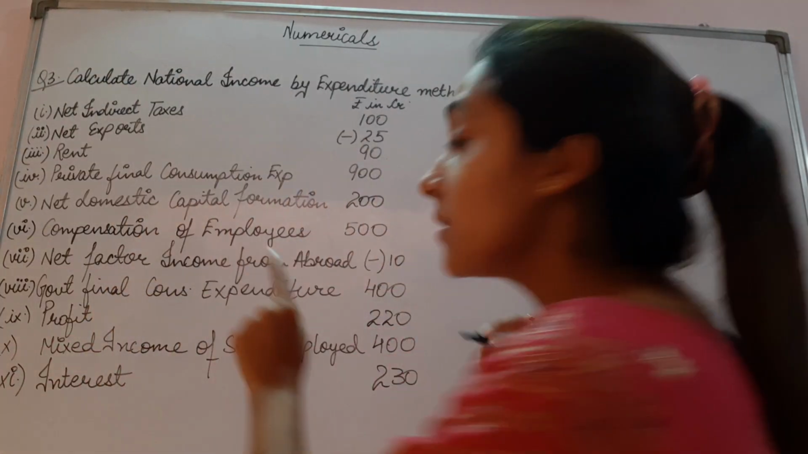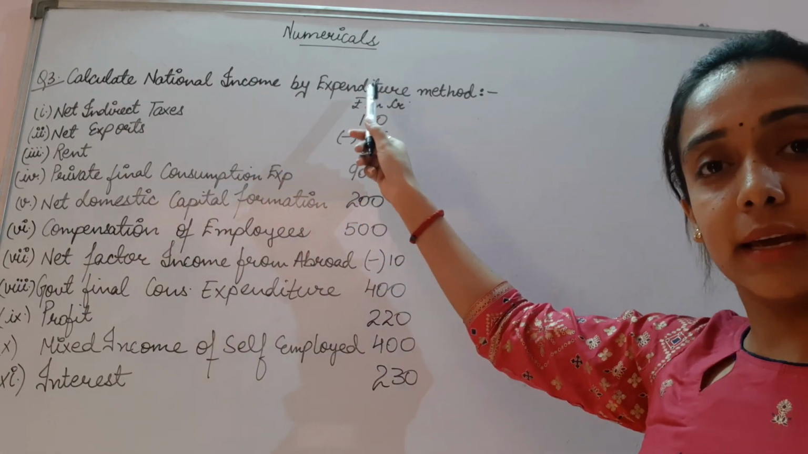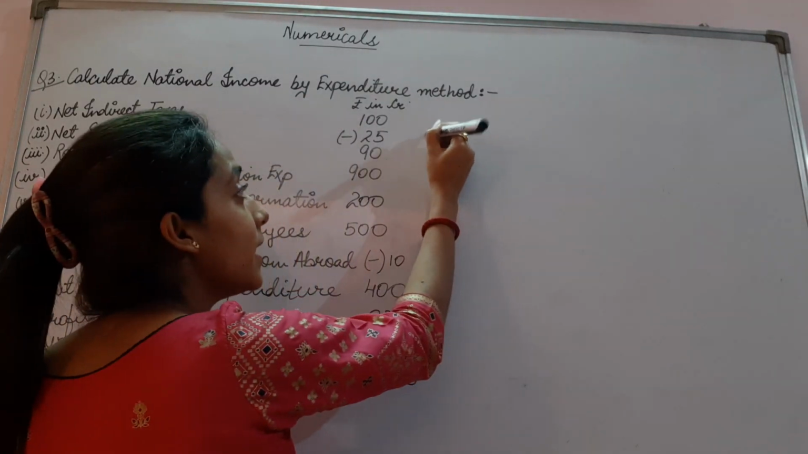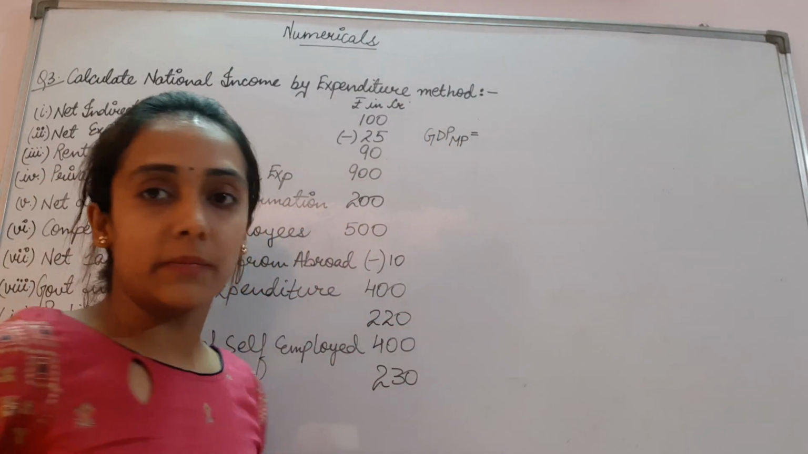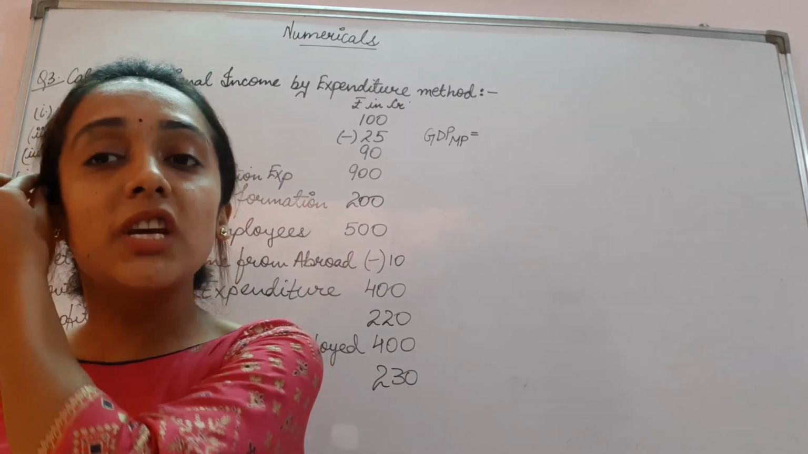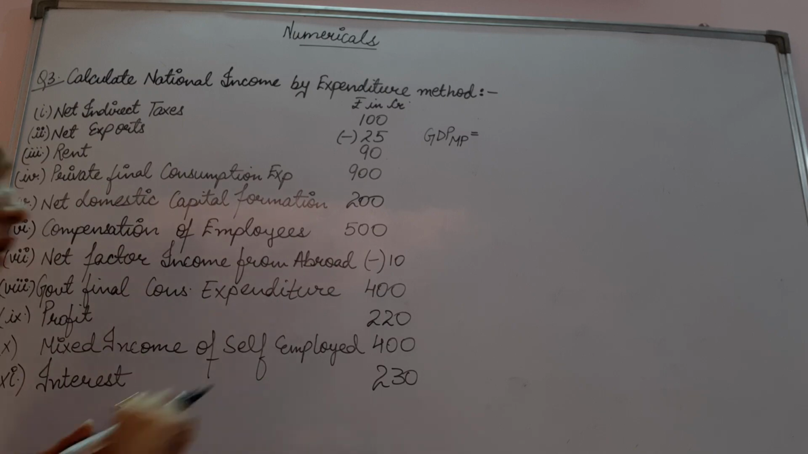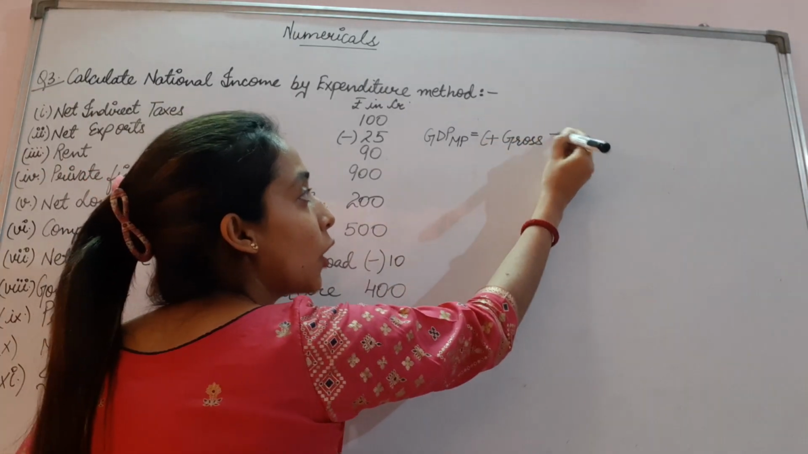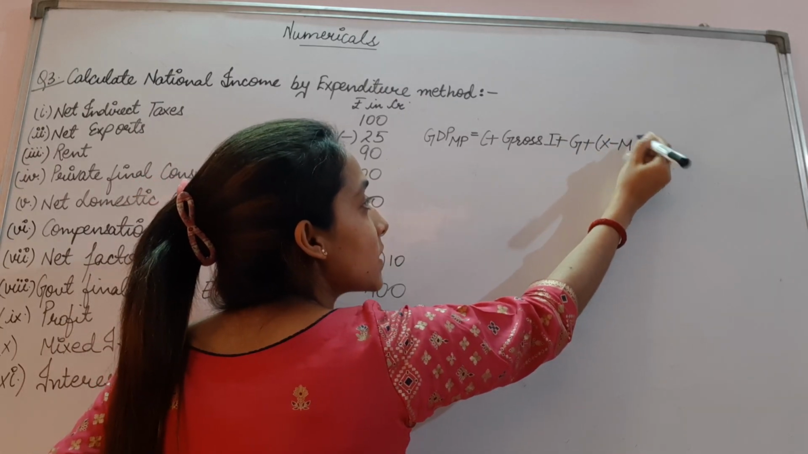Third question is to calculate national income by the expenditure method. So in the expenditure method, what do we calculate? GDP at MP. So the formula is C plus gross I plus G plus X minus M.